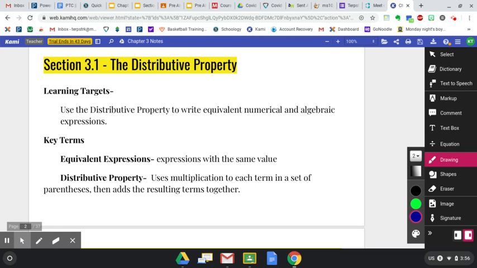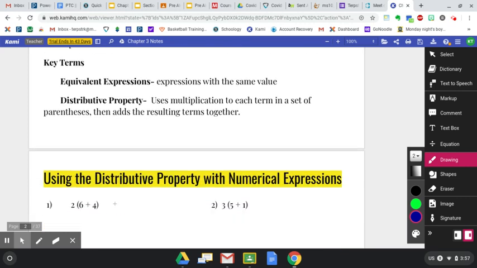Our key terms are equivalent expressions. Those are expressions with the same value. They may look different in form, but they are the exact same value. And the distributive property uses multiplication on each term in a set of parentheses, and then it adds the resulting terms together. If it's just numerical, you're able to combine those because they'll be like terms. If it's algebraic, you'll have one variable term and one number term, and you'll just leave it as that. And we'll look at examples of what that actually means.